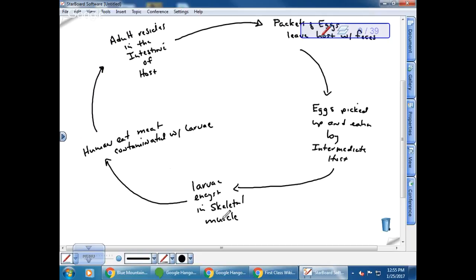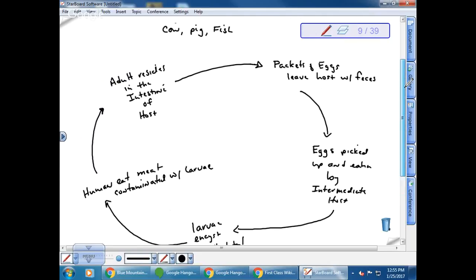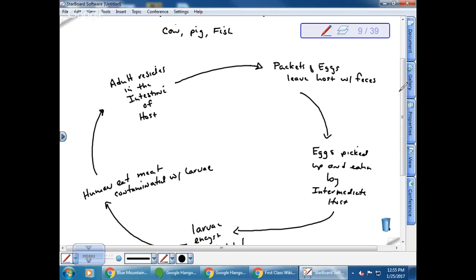Are there any questions about that idea? Well, if it's in your brain, there's no way for it to get to its definitive host unless you're in a tribe where we eat people's brains, I guess. So no, it will live there and it could stay there forever, but it will never finish its life cycle.